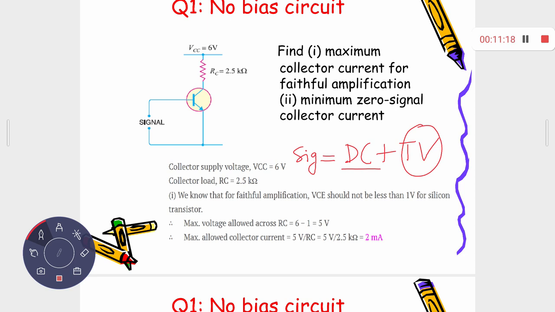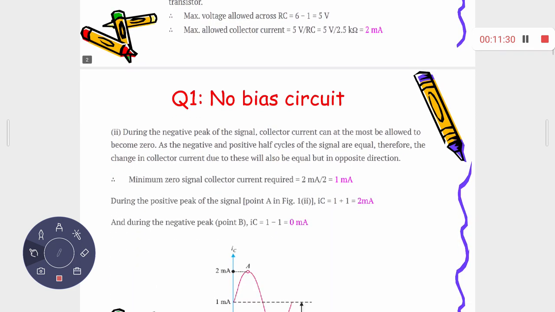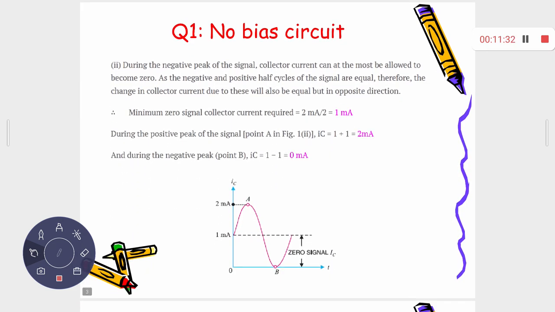I'm coming to that. Why it is 1 milliampere? That is the maximum level of the collector current, 2 milliampere. With 6 volt supply, you have to maintain at least 1 volt drop. So 5 volt must drop across RC. So 2.5 kilo-ohms, 5 volt must drop across RC. So 5 volt by 2.5 kilo-ohms, 2 milliampere.